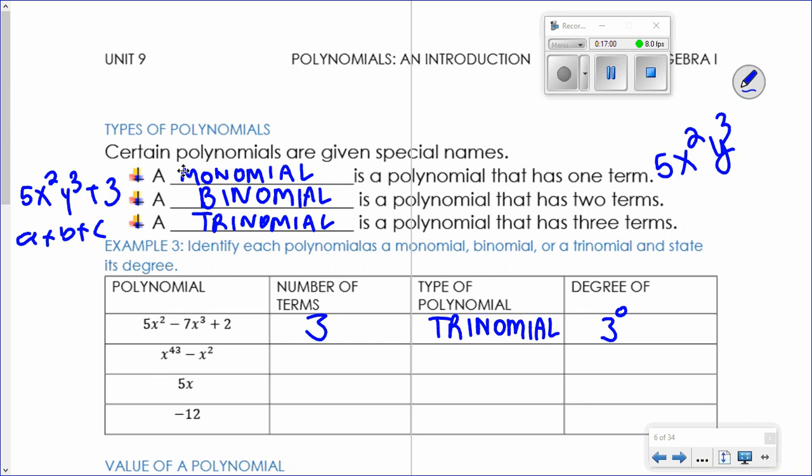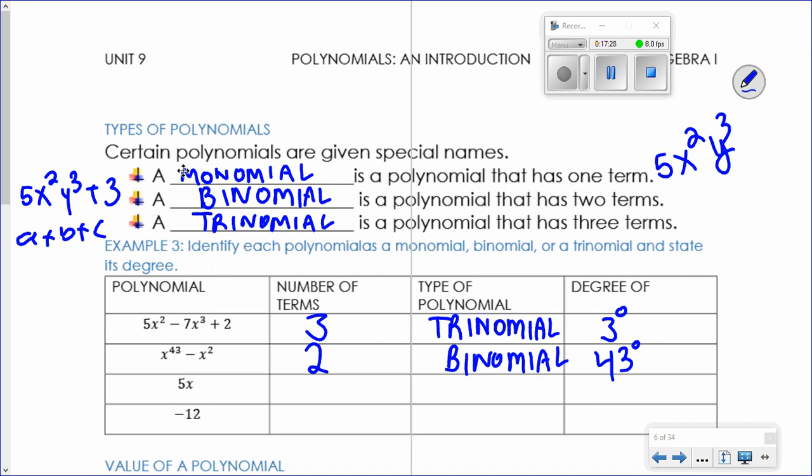Look at number 2. How many terms? 2. There's x to the 43rd and negative x squared. So if there's 2 terms, what kind of polynomial is this? Binomial. What is the degree? 43. Make sense? So when we write this, make sure you're writing 43. Put a little circle at the top.